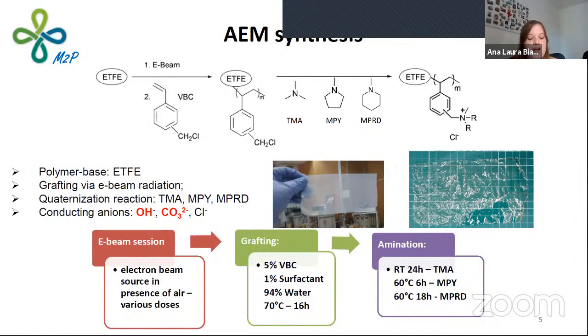After the grafting reaction, we functionalize our film with a quaternary amine, which is the molecule that will carry the anions across the membrane. There are several amines that we can use. In our case, we've been working with trimethylamine, methyl pyrrolidine and methyl piperidine. As you can see in the image here, we have the grafted membrane, it's white. And then this is the membrane ready to be used. It's yellowish and translucent.